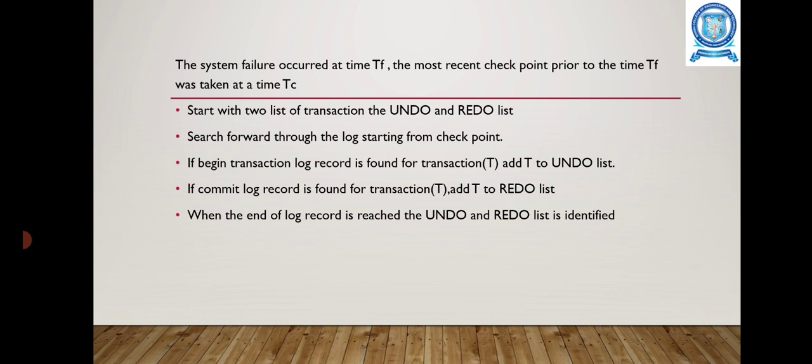Search forward through the log starting from the checkpoint. If the begin transaction log record is found, then the transaction T is added to the undo list. If the commit log record is found for transaction T, then T is added to the redo list. When the end of the log record is reached, the undo and redo lists are identified.